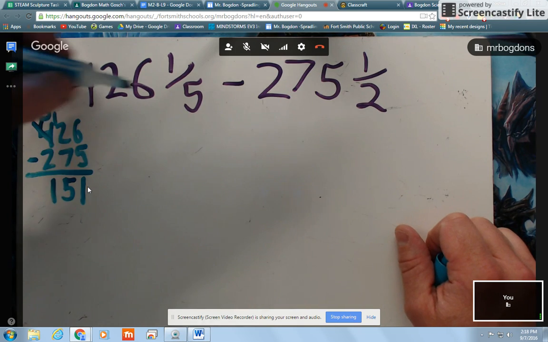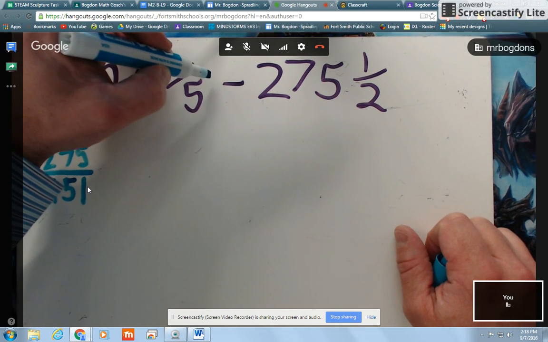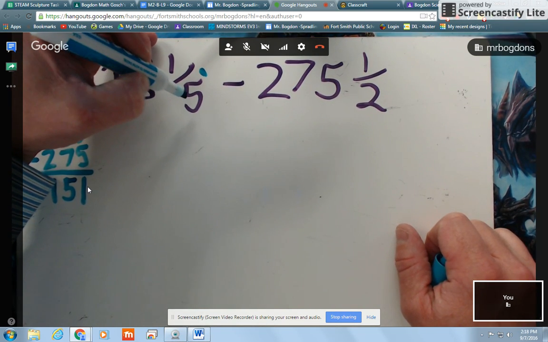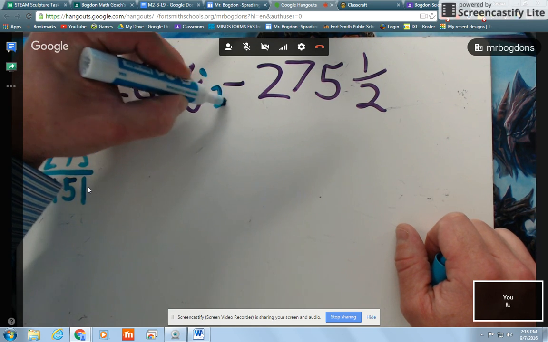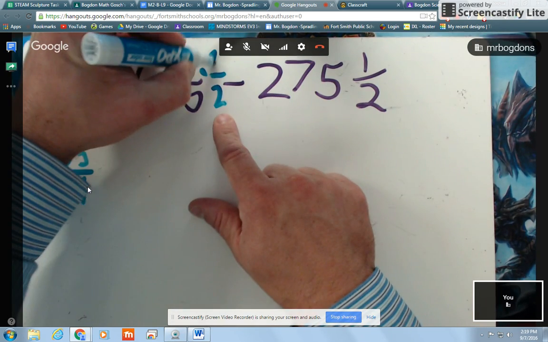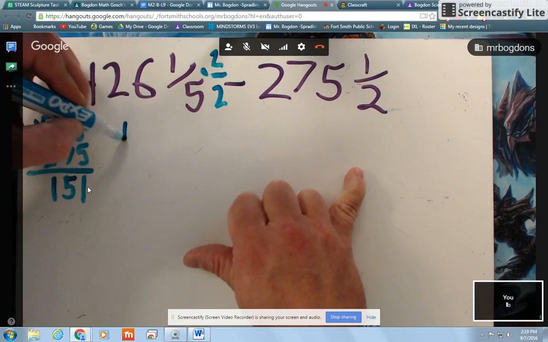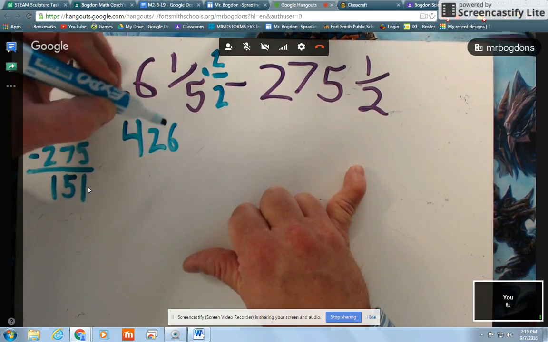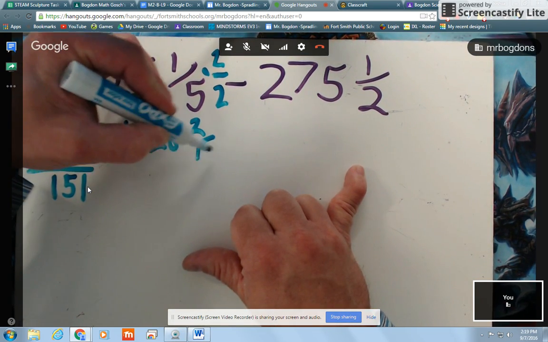Okay. So know that if I multiply this by, what would I have to multiply 5 by to make it equal 10? If I multiply the denominator, what do I have to multiply the numerator? So this becomes 426 and 2/10.